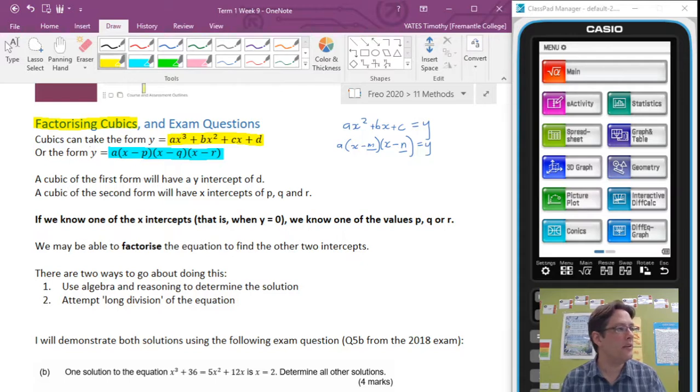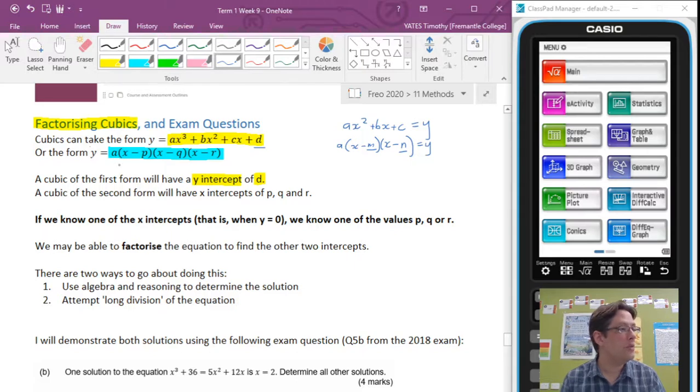So a few things that we can find about our equation. If we want to find the y-intercept, if it's in the first form, that'll just be d. So whatever this d is, everything else gets zeroed out. This is going to give us the y-intercept.